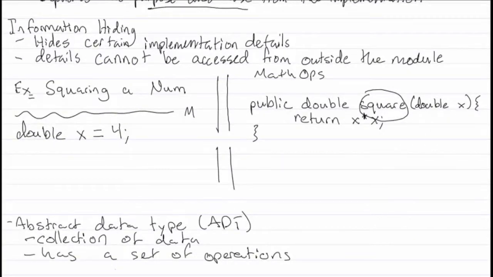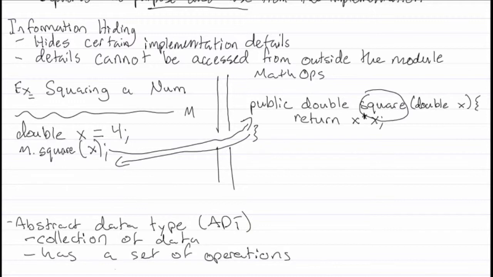So let's say we have our M object, and I want to access its square function. I'm going to do it on the number x. There we go. Now I've called this function, and it's going to return its result. And we know that it's going to give a value of 16. So that's just an example of how abstraction works.